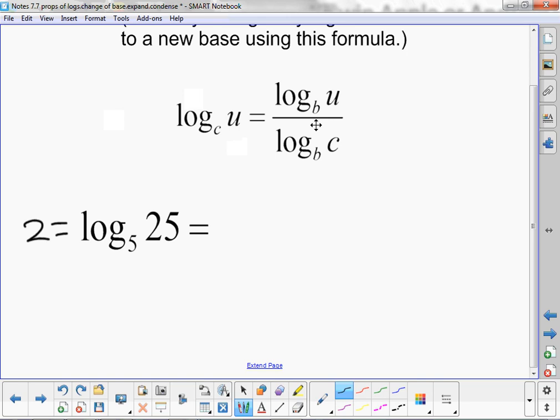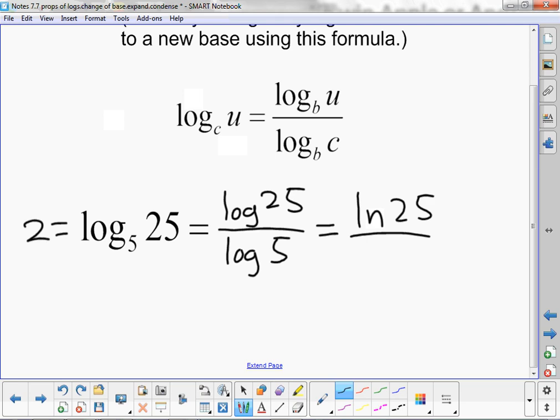So let's take out your calculator, and you can use either log base e or log base 10, whichever button you feel like pushing. You can turn this into log of 25 over log of 5, which you can plug into your calculator. On your calculator, if you do log of 25 and divide it by the log of 5, you actually get 2. Because that's log base 10, you can also use your ln button, ln of 25 over ln of 5, and you'll get a 2 also.